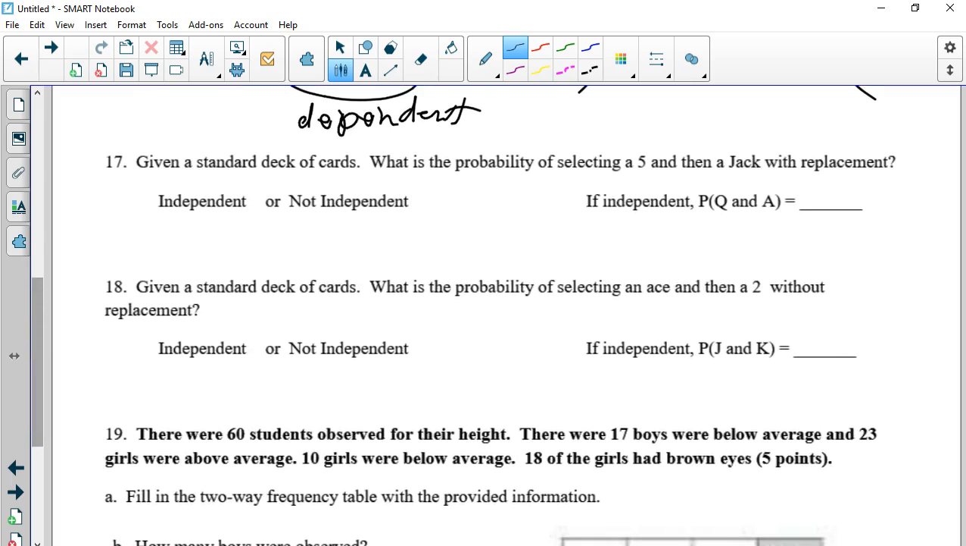Number 17. Given the standard deck of cards, right off the bat, we know that special number is 52. What's the probability of selecting a 5 and then a jack with replacement?